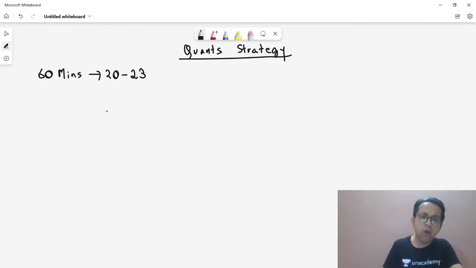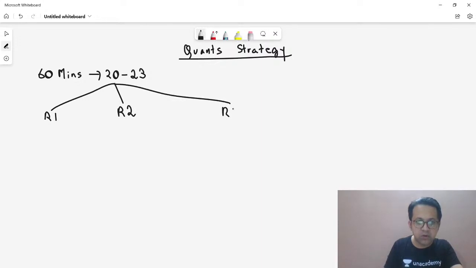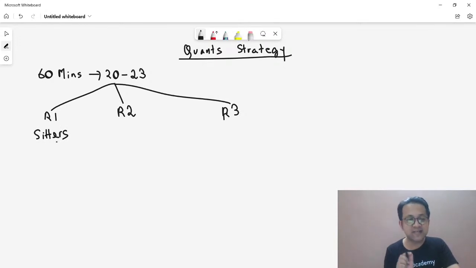Correct? Irrespective of the number of questions, I would suggest you try to attempt your quant section in 3 rounds. Round 1, round 2, and round 3. What are these 3 rounds? In round 1, pick up what we call sitters. What are sitters? Sitters means those questions which are single liners, just one liners, or probably two liners. But these are questions which you have done before.